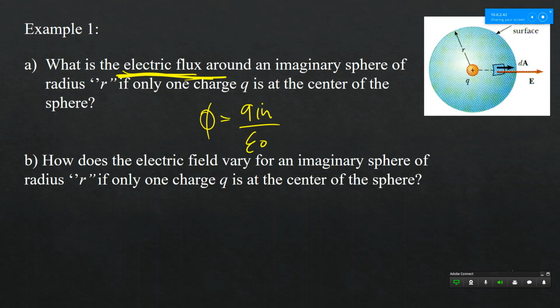And now the second question is asking you about what? How does the electric field vary for an imaginary sphere? Now I'm asking about electric field, right? And we derived the expression for this already, right? It's a little point charge with a sphere around it. What is going to be the electric field? Yeah, kq over r squared. And we got that using Gauss's law.